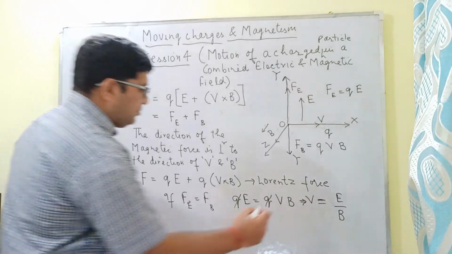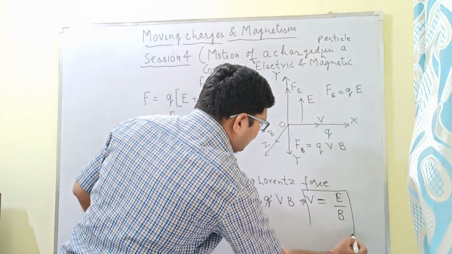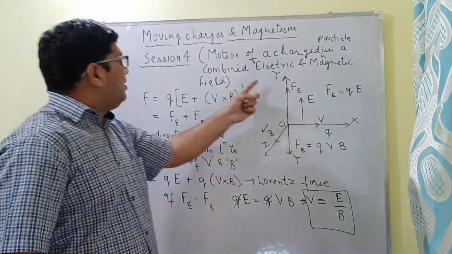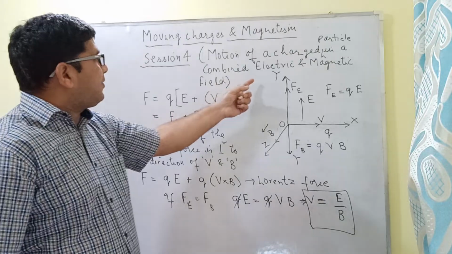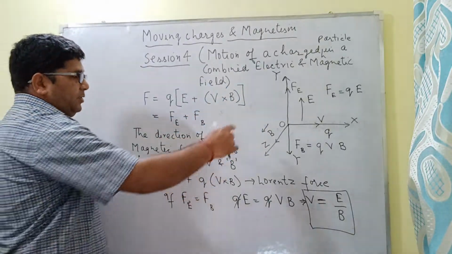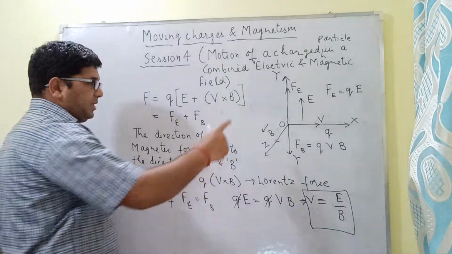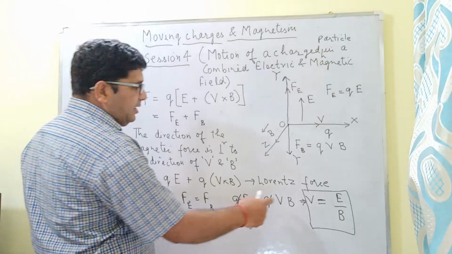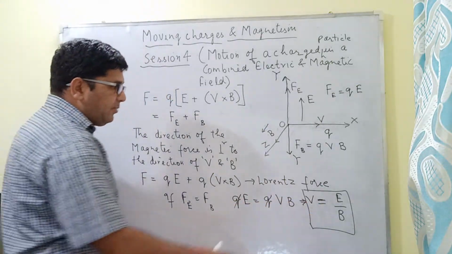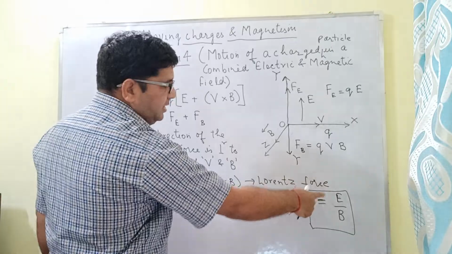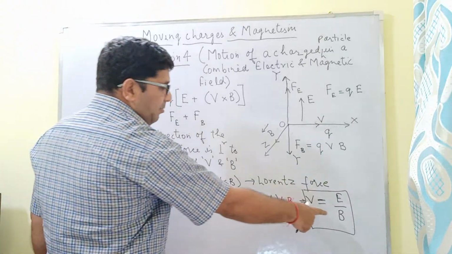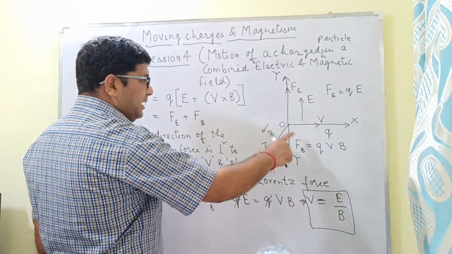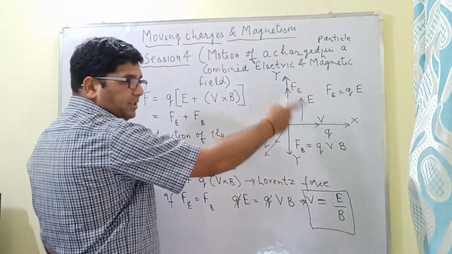ठीक है? That is, if the charge is moving in a combined electric and magnetic field such that the electrostatic force is equal to the magnetic force, then the velocity of this charge will be given by E upon B, where E is the intensity of the electric field and B is the magnitude of the magnetic field, and this charge will move undeflected along the x-axis in this example.